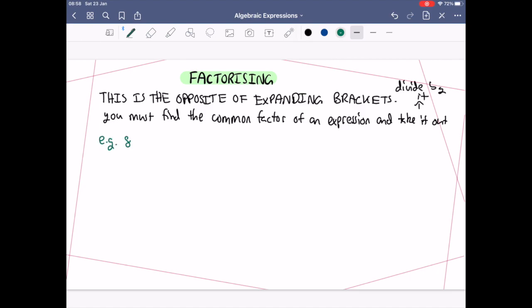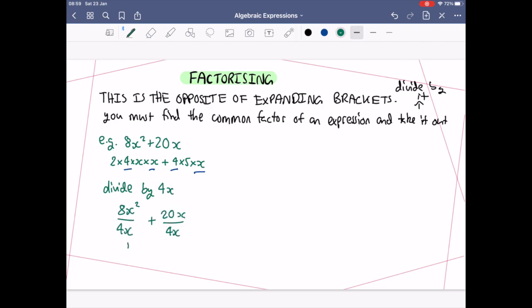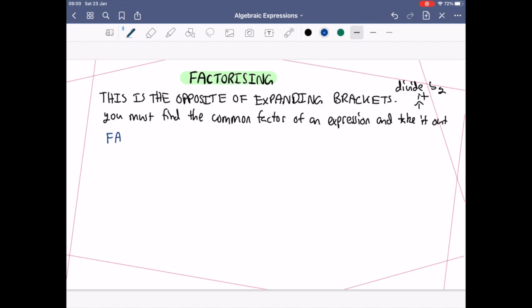So for example, if we had 8x squared plus 20x, we would see that 4x was there in both terms, so we divide by that. In a way, we'd be taking it out. So we have 8x squared over 4x plus 20x over 4x, which gives us 2x plus 5, and then, as I said, we put 4x outside the bracket.